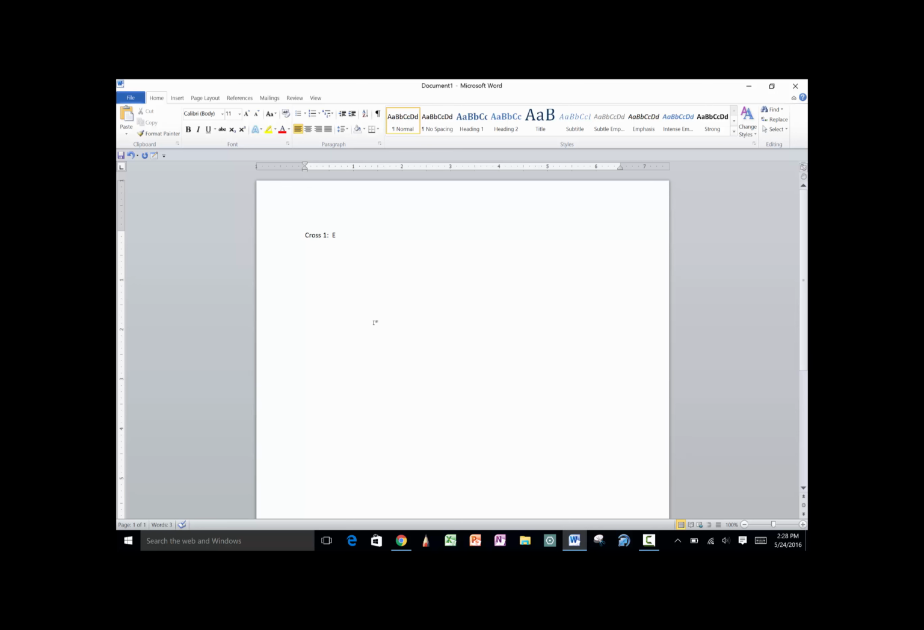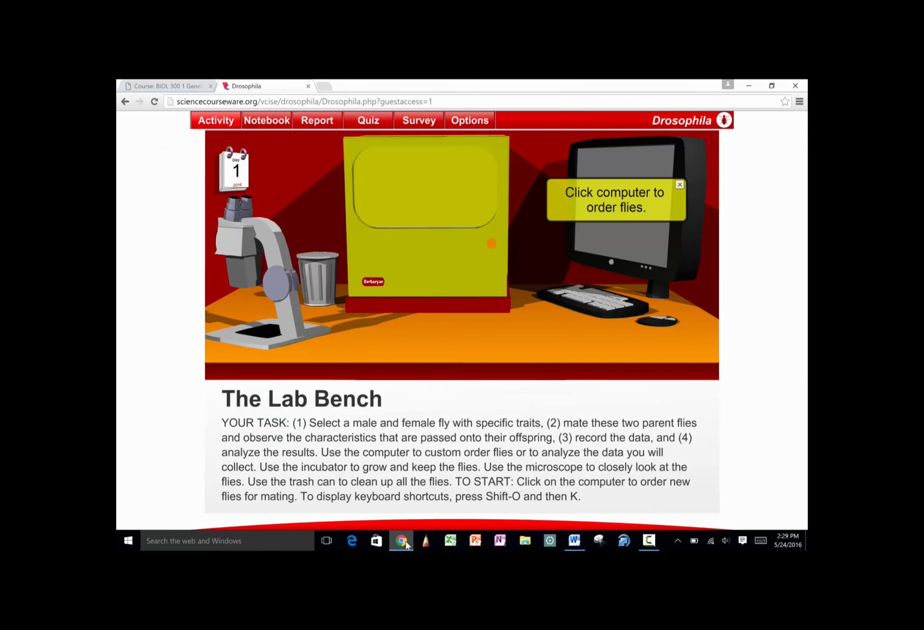So cross 1, we're going to take an ebony female crossed to a wild type male. And it's important to use the mutant female and cross it to a wild type male in the first cross, because that will immediately show you if there's sex linkage. So hopefully you've looked through some of the sex linkage stuff in chapter 4. And when we get to one that's sex linked, I'll point out what those patterns are. So cross 1 will be an ebony female crossed to a wild type male, and then we'll do the F1 cross as well. So let's go check this out.